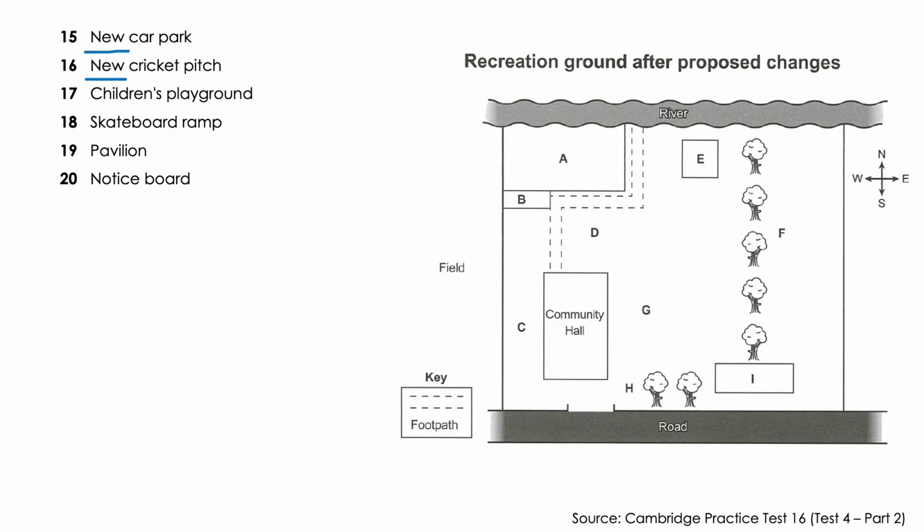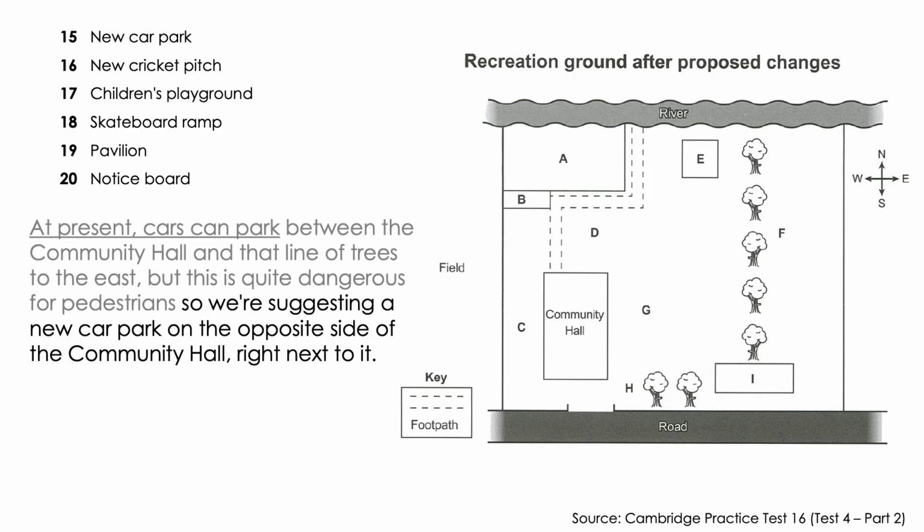Okay, the first question. At present, cars can park between the community hall and that line of trees to the east. So that's the community hall and that's the line of trees, and they park in between. But that's the current location, which is quite dangerous for pedestrians, so that's not the correct answer. So we're suggesting a new car park on the opposite side of the community hall. So that's it. The answer is C.